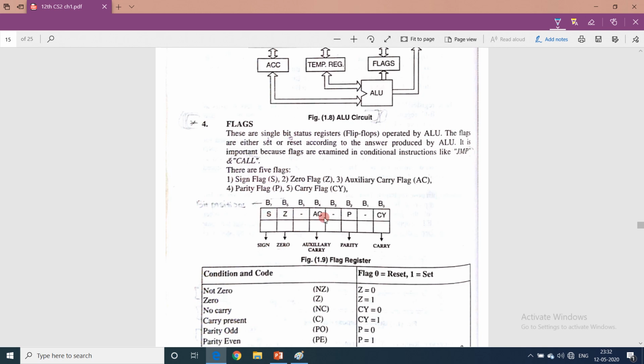So this is the sequence you have to learn. You cannot shuffle the position of any flag. For example, you cannot write carry in the second position and parity in the 0th position. The position of the flags is fixed. You should remember this.